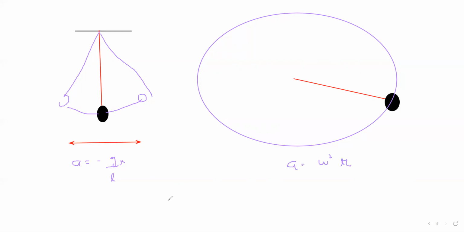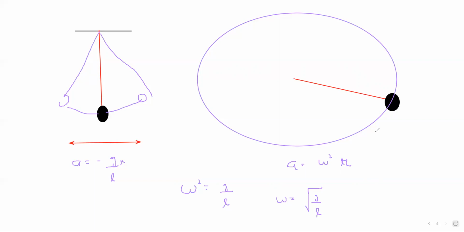So if I relate these two, I can say omega square is equal to g divided by L, or omega is equal to under root g divided by L. Is it clear?